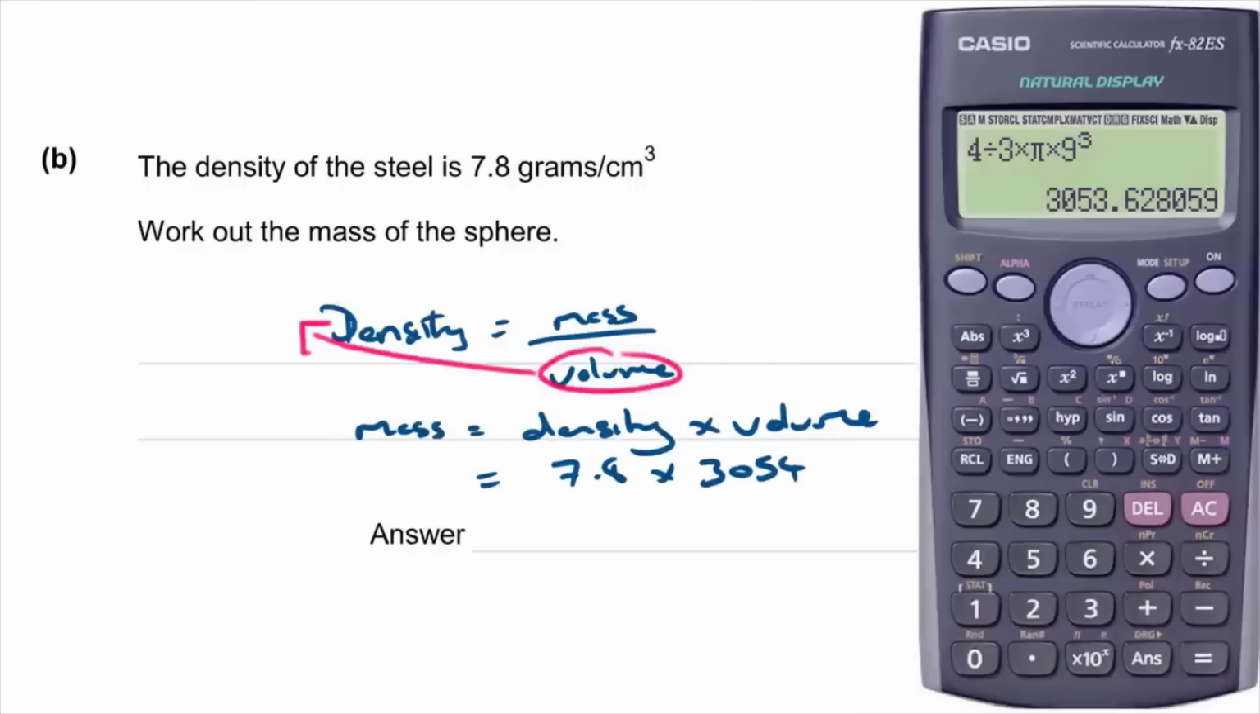Now I've still got the stored calculator value on my calculator, so I'm just going to carry on using that. So I'm going to take the answer and I'm going to times it by 7.8, and that gives me 23,818.